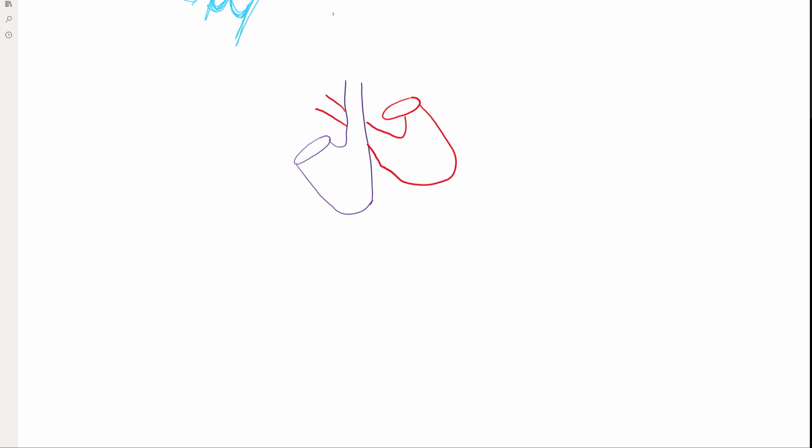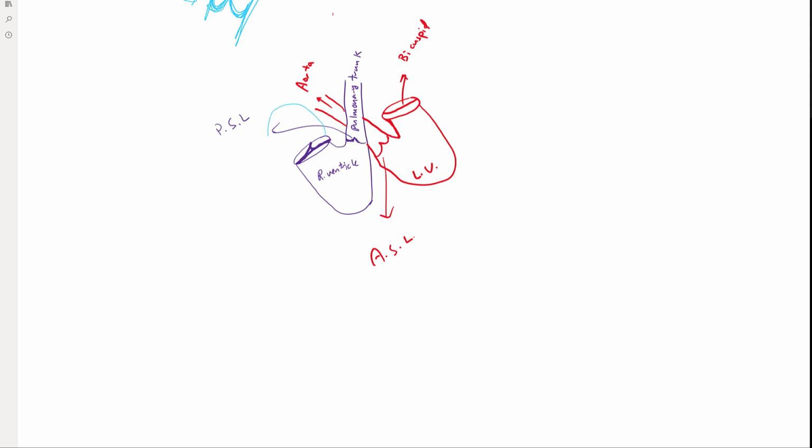Okay, so this will be the right ventricle, this will be the pulmonary trunk. Here you will have the pulmonary semilunar valve. Here you will have the tricuspid, whereas here you will have the bicuspid. This will be the left ventricle. Here we will have the aortic semilunar valve, and here is the aorta. Okay, and then you have the right atrium, and you will have the left atrium.